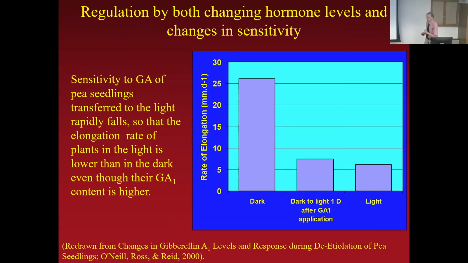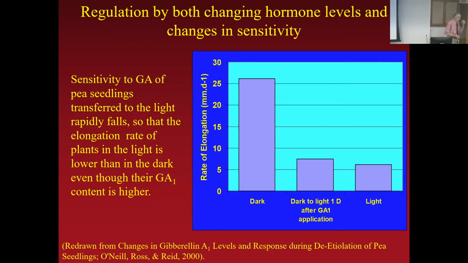Dwarf peas were taken and treated with an extract, treated with gibberellin to see how they would respond. And dark-grown seedlings respond a large amount. However, after they have been in the light for just 1 day, they are much less responsive to gibberellin, and in constant light, they are also less responsive.